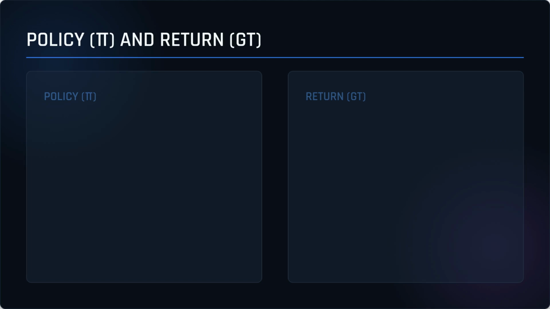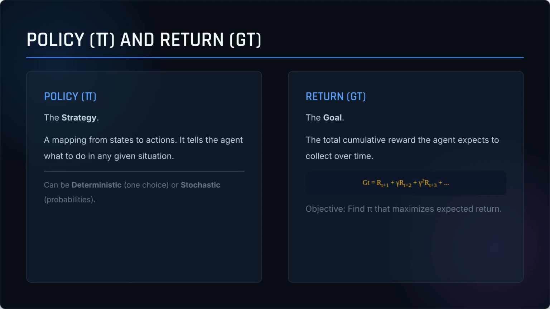The policy, pi, is the agent's strategy, a mapping from states to actions. The return, G_t, is the total cumulative reward the agent expects to collect over time. Our objective in RL is to find the policy that maximizes this expected return.